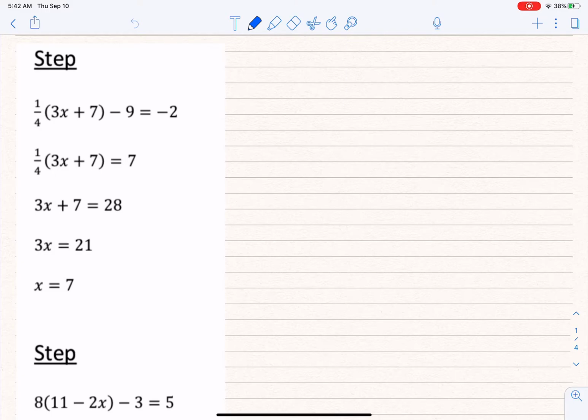Okay, so for this very first one, the justification would be given, because that's what was given to us. Next, we have to look at what changed between the first line and the second line. And really, this changed and this changed. If we look, we can see that 9 was added to both sides. So that would be the addition property of equality.